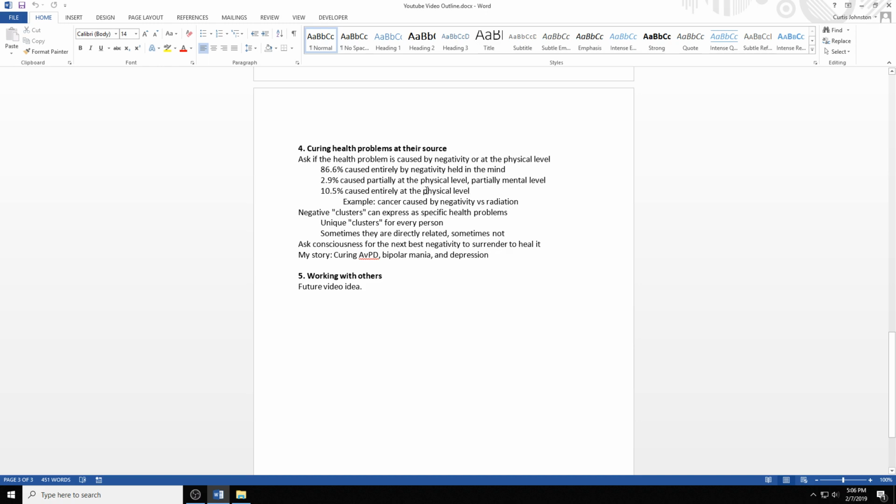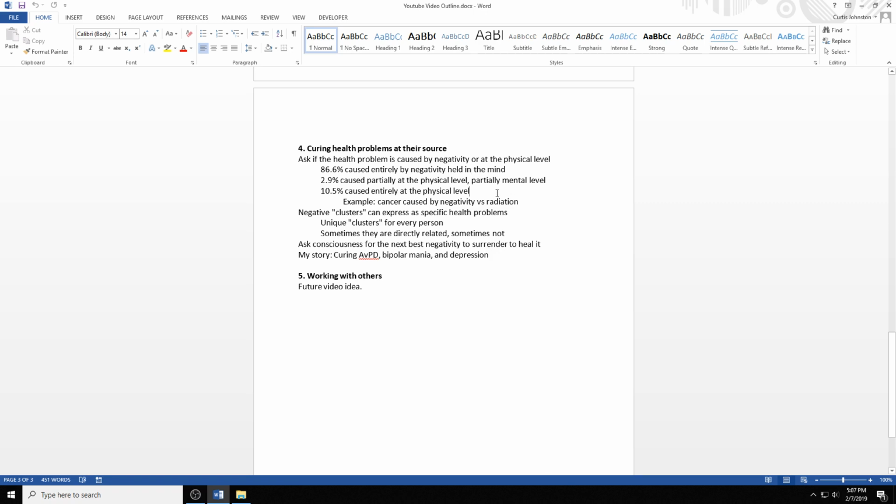An example of that might be malnutrition. Let's say you're starving to death. Well, that's caused at the physical level. That's not a mental problem. And then 2.9% apparently is caused partially at the physical level, but it's also contributed to at the mental level. So a specific health problem might be caused by both, but that apparently is very rare. Apparently it's either entirely negativity or entirely physical. And it's mostly negativity. I mean, 86%, that is a massive amount.